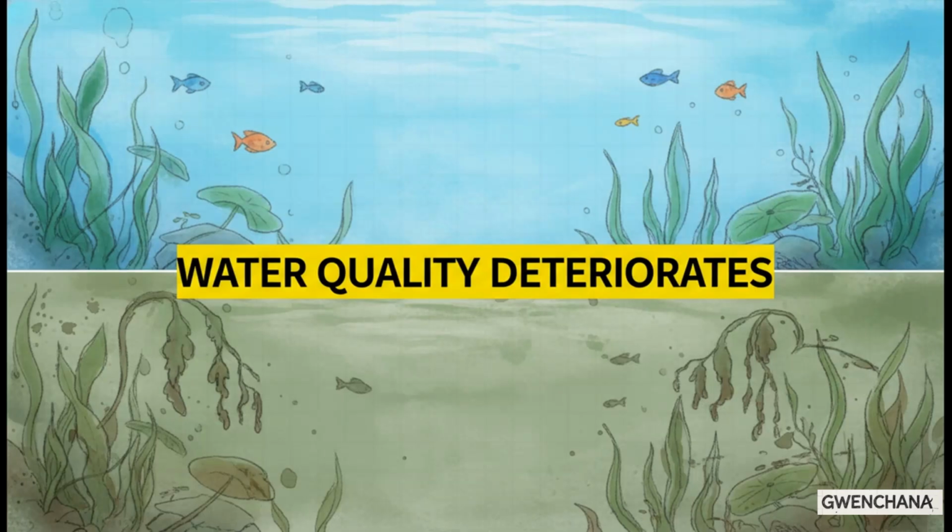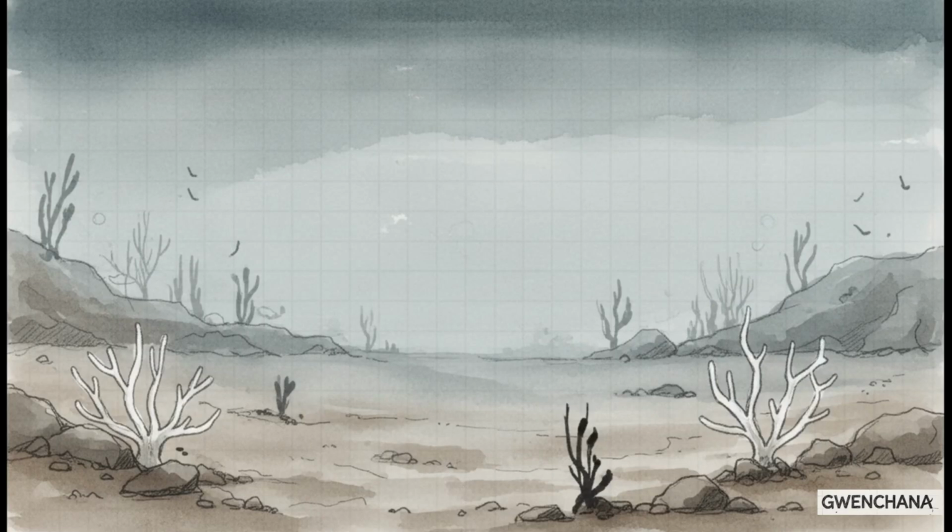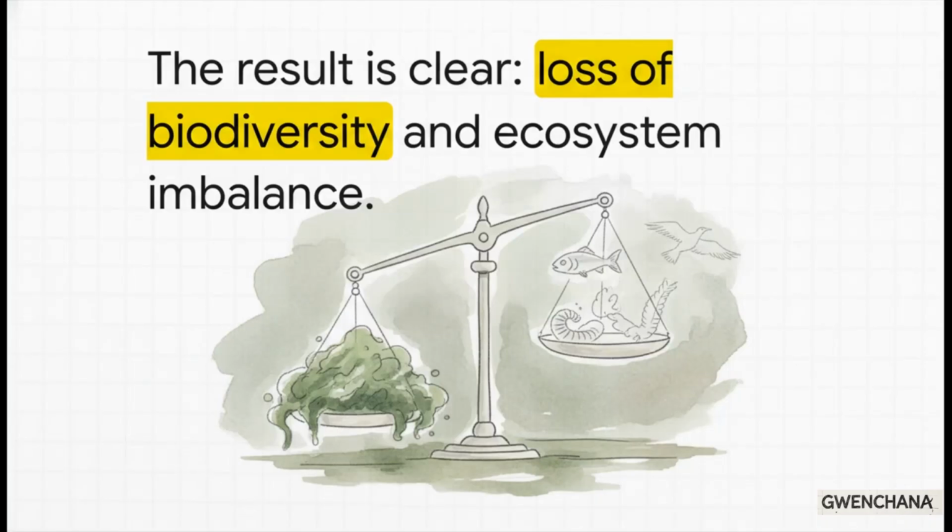First and foremost, at the end of this journey, our water quality just tanks. And that, in turn, has direct toxic effects on the fish and all the other creatures living in that water. It can even trigger oxygen depletion, which creates these huge underwater dead zones where basically nothing can live. And the ultimate punchline to this whole chain reaction? A major loss of biodiversity, a completely imbalanced ecosystem.